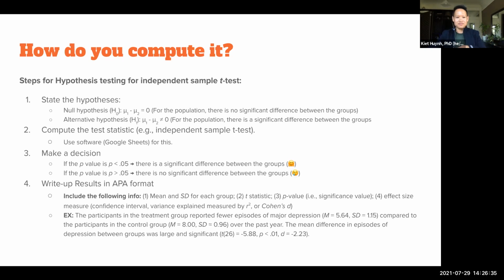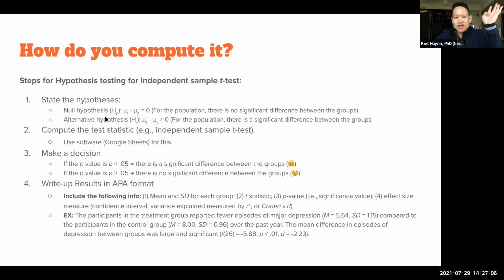How do you compute it? Okay, so hypothesis testing. Hypothesis testing involves these 4 steps, and then the t-test comes into step 2. Basically, you have to state the hypotheses for your research question, and then you compute the test statistics or the statistical tests. Then you make a decision, and then you write up the results. That's the 4 steps of hypothesis testing.